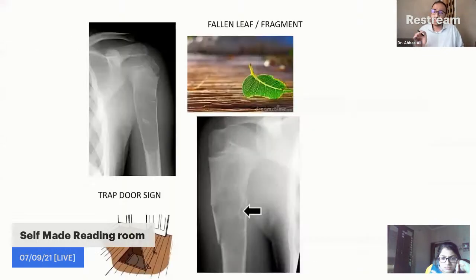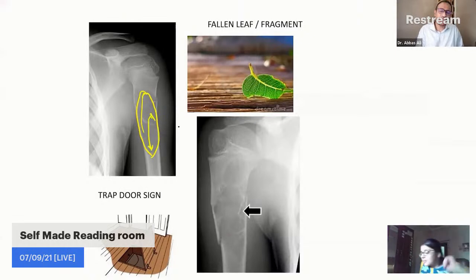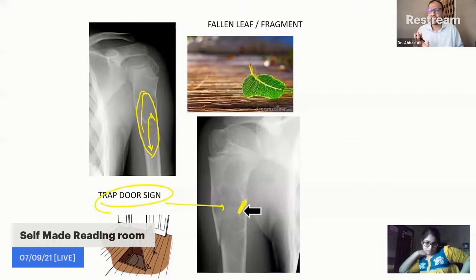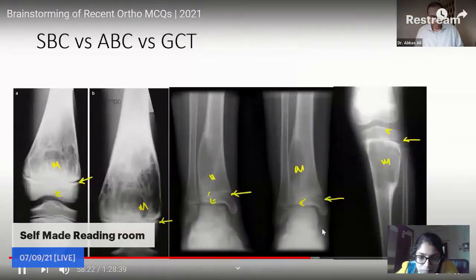Aneurysmal bone cyst. Simple bone cyst will be very simple here. Usually it occurs in the proximal humerus. It will be one large single cystic cavity, and the cortex of the bone may break and fall down at the base. That has been described as fallen leaf or fallen fragment sign. Sometimes it doesn't fall; it just may be hanging around. That has been described as trapdoor sign. Okay, simple bone cyst will be a single solitary cystic lesion. Okay, ABC slide again.